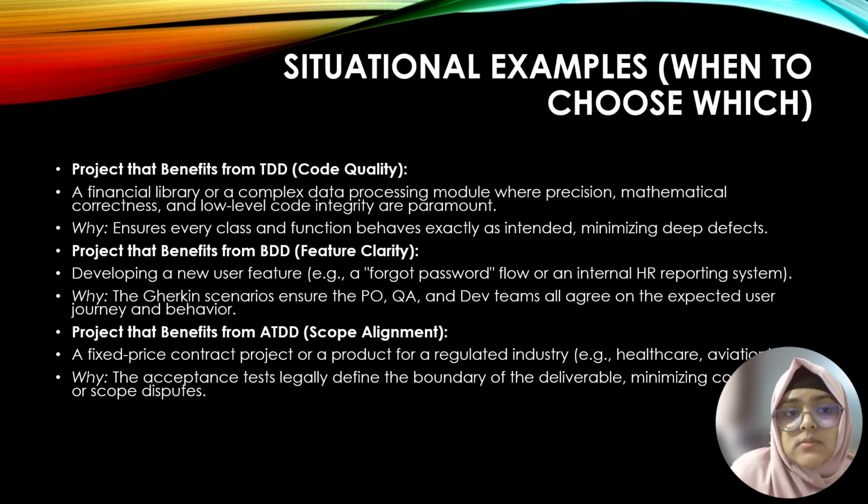Then it comes to the situational examples, when to choose which one, and it's the interesting thing. The project that benefits from TDD, code quality: a financial library or a complex data processing module where precision, mathematical correctness, and low-level code integrity are paramount. Why should we choose this? Ensures every class and function behaves exactly as intended, minimizing deep defects.